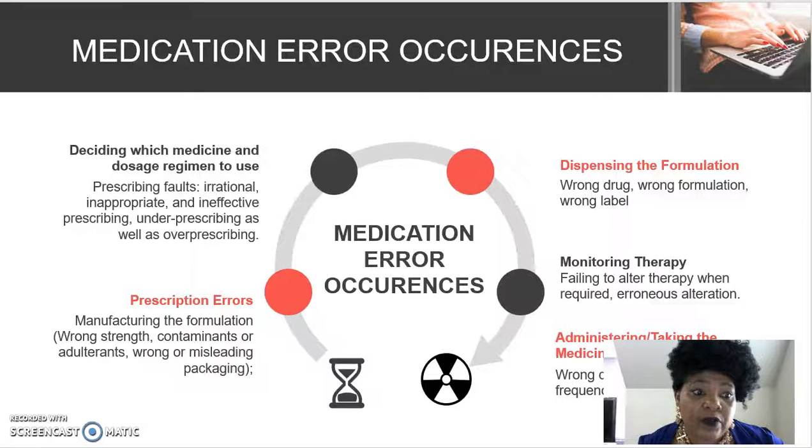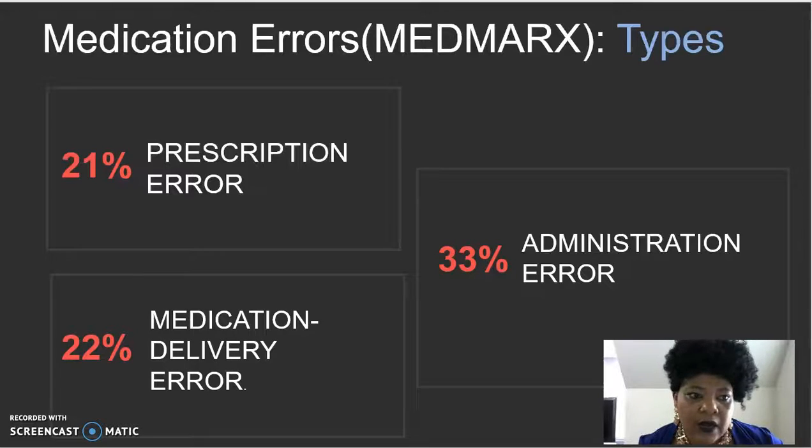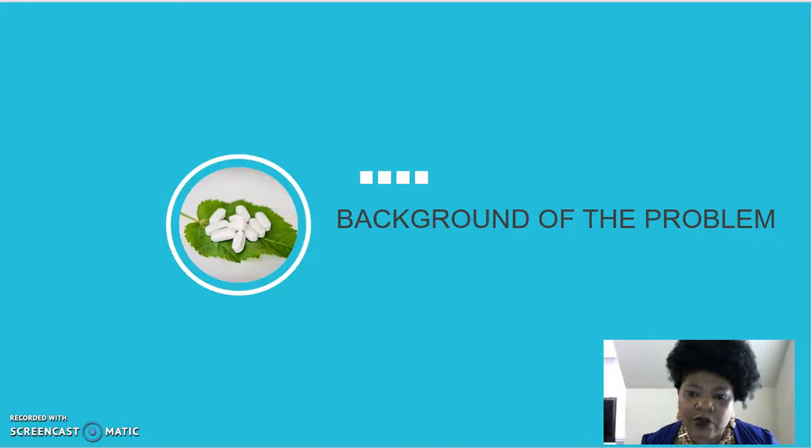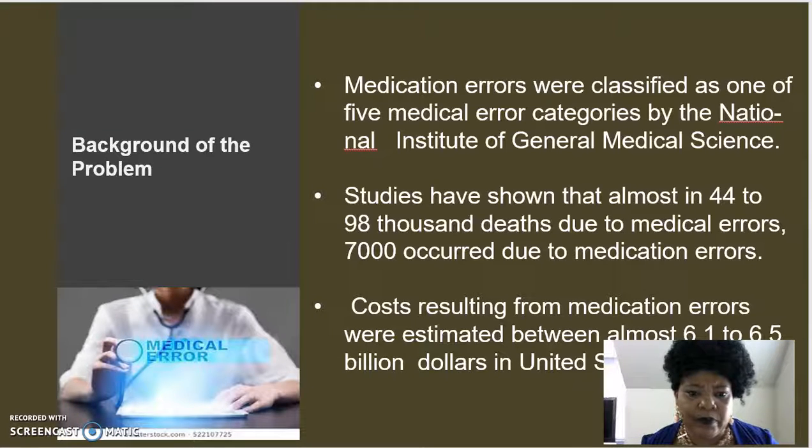Medication error occurrences include deciding which medication to give, prescription errors, dispensing the formula, monitoring therapy, administrating and taking the medication. And we want to look at the types. Prescription error type were caused by 21%, 22% were caused by medication delivery error, 33% were caused by administration error. And we'll look at the psychological problem that it has, which is the knowledge, the delivery, the medication. These are the things we are looking at, going into the background of the problem.